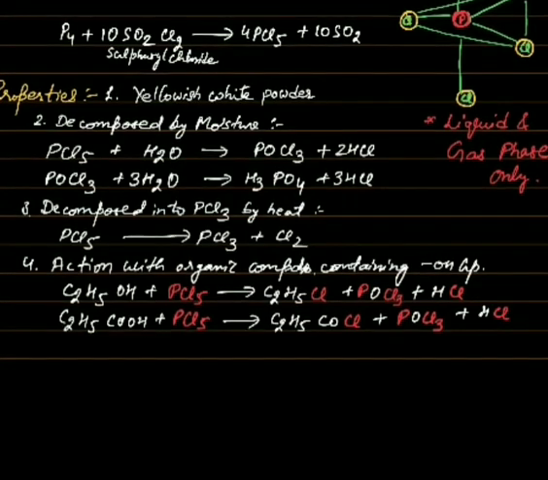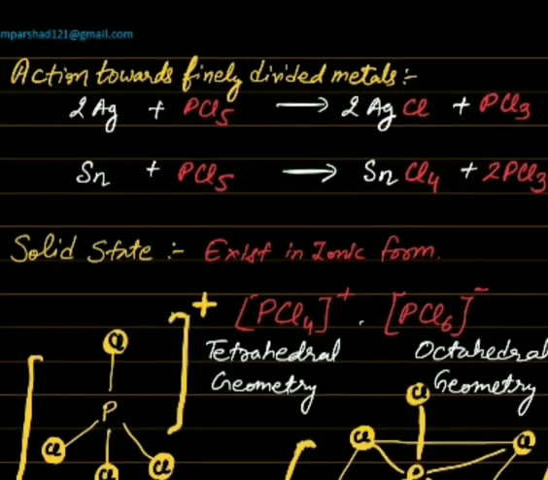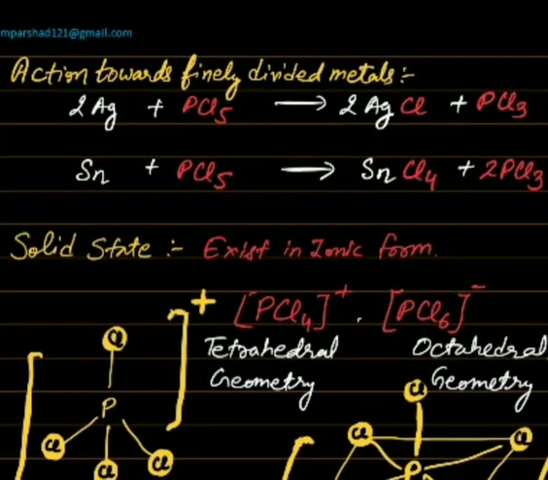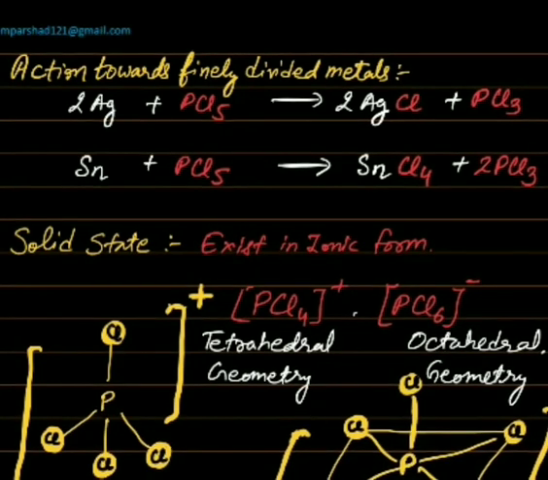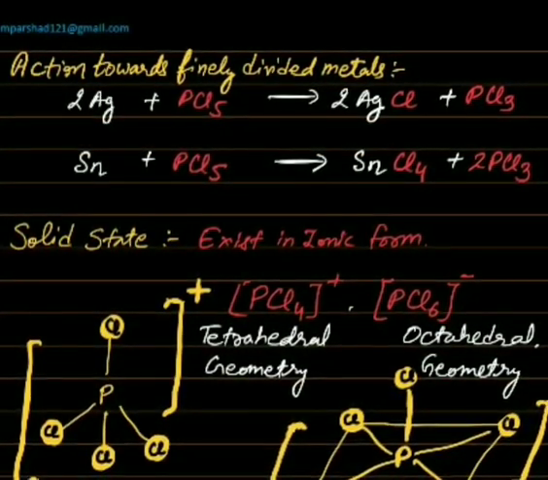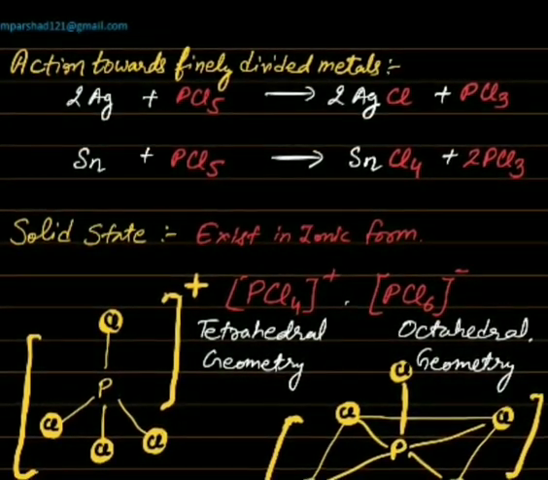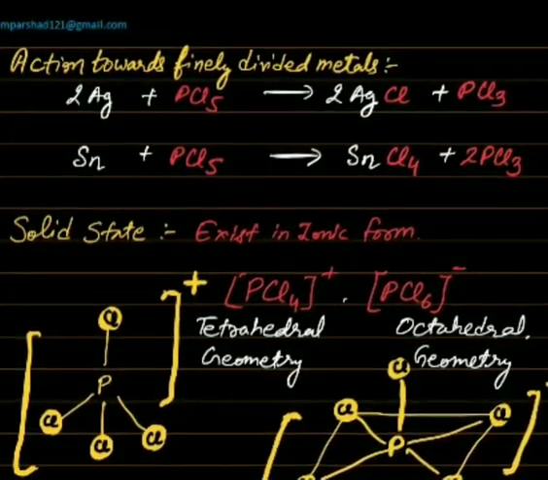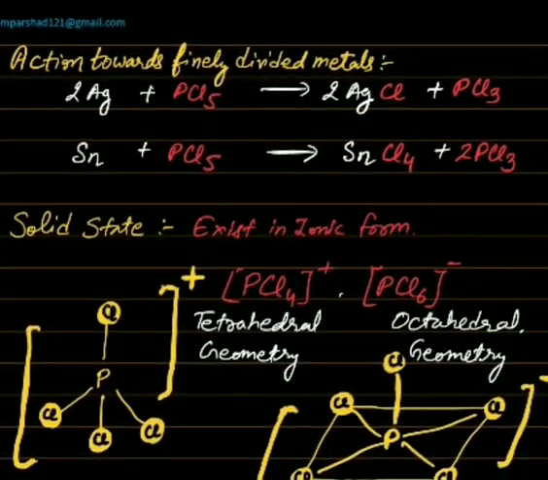When phosphorus pentachloride reacts with finely divided metals like silver and tin, there is formation of their metal salts in the form of metal halides. Specifically, we can say silver chloride and tin tetrachloride, along with the formation of phosphorus trichloride.